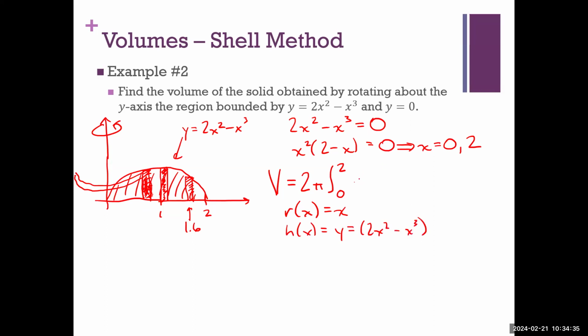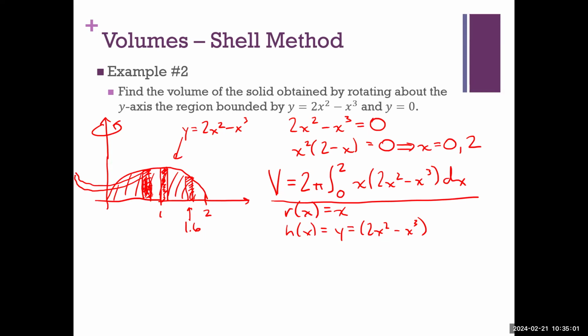So I think that's good for our integral. Radius is x, height is 2x squared minus x cubed. And then dx is the thickness of all those cylinders. So I think this is a good integral. Let's pause here and talk about where it came from. Any questions about how we got that?